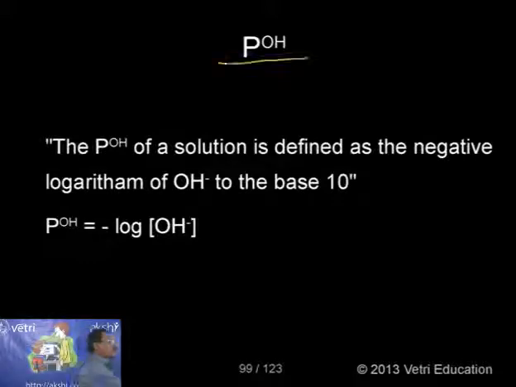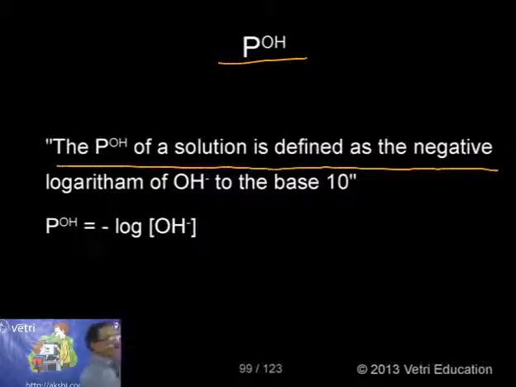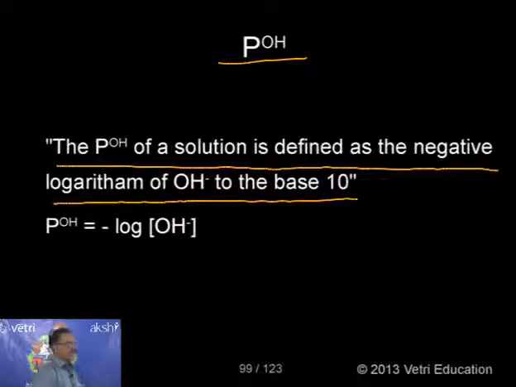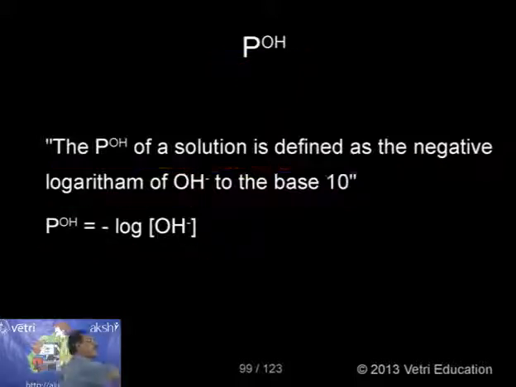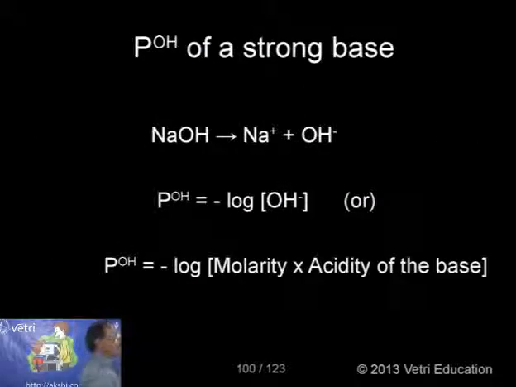What is pOH? The number of OH minus ions present, we can define. So pOH of a solution is defined as the negative logarithm of OH minus ion concentration to the base 10. Kindly follow. Instead of expressing OH minus concentration, which has negative values, we are using a positive value like pH, so we are introducing pOH. So pOH is equal to, as in the case of pH, minus log OH minus. The interesting information is, we can treat it similarly as in the case of pH, so I can now take sodium hydroxide as a standard.